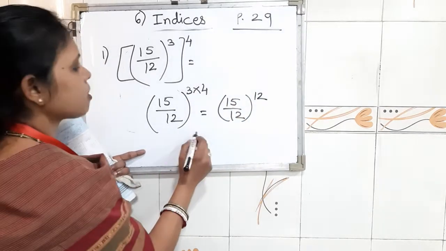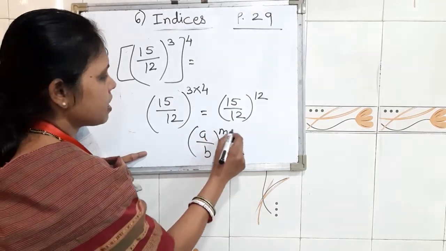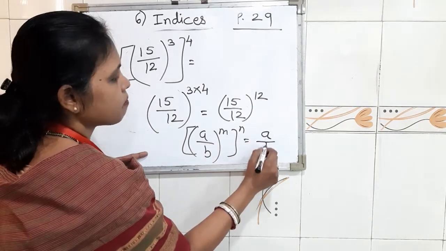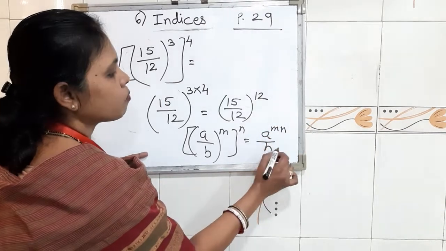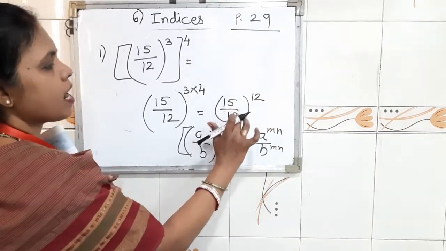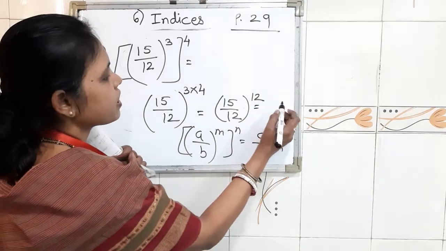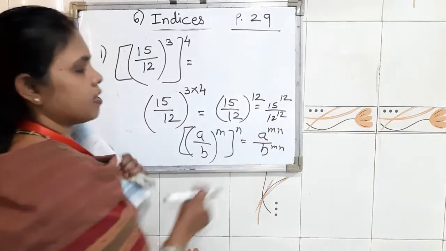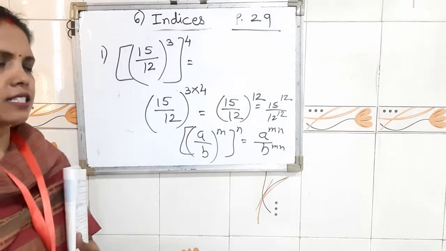This is the same as, suppose we write A by B raised to m, and after that n. Then what will be the answer? A by B raised to mn. For both we can write mn. Here also we can write 15 raised to 12 and 12 raised to 12. The meaning of this is the same as we learned in our last class.